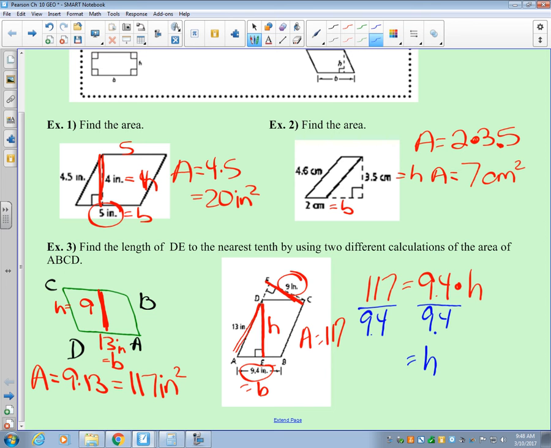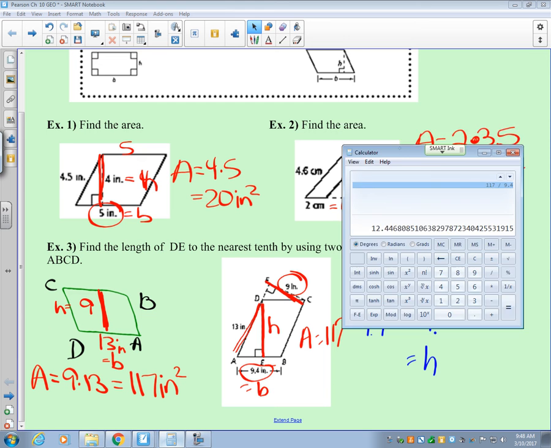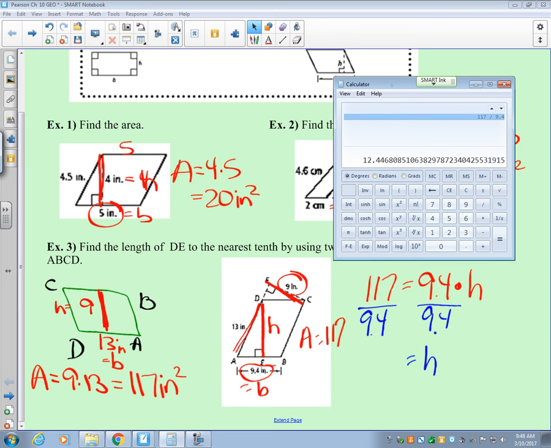Now I would struggle to do this with mental math, so I'm going to pull up my buddy calculator, and he is going to help me out with this problem. 117 divided by 9.4. And he's 12.44.